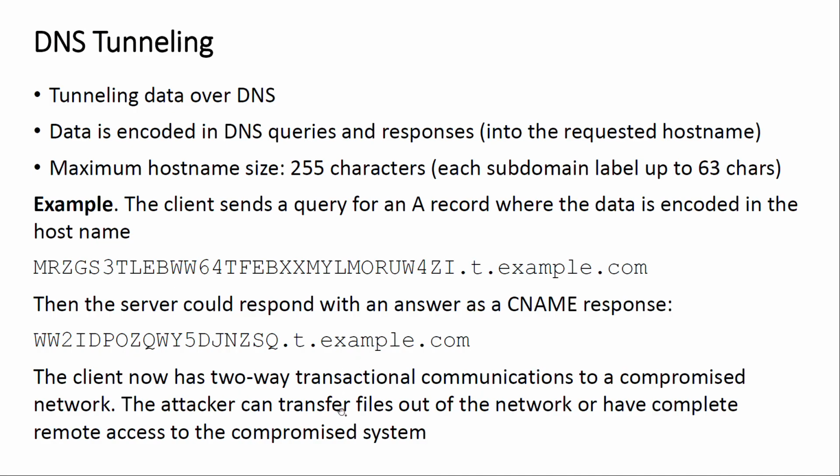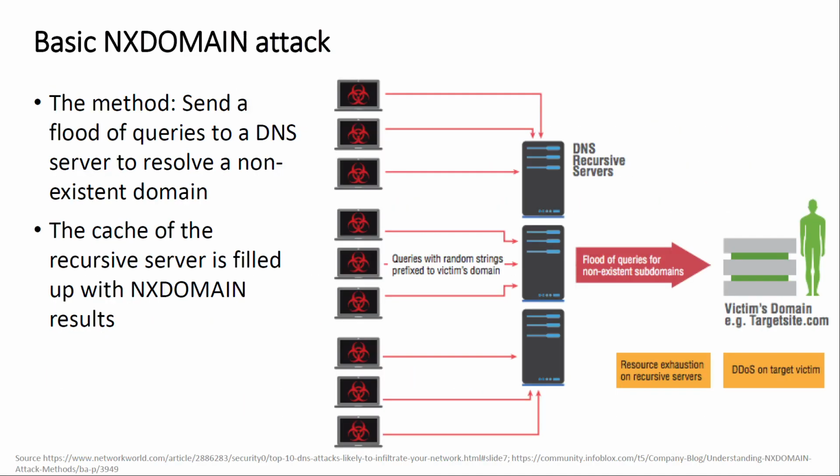So a client now has two-way transactional communication to a compromised network. The attacker can transfer files out of the network or have complete remote access to the compromised system, and so on. This is why you have to be careful about DNS queries if you are the IT of the university or the corporation. Another attack type is the basic NXDOMAIN attack.